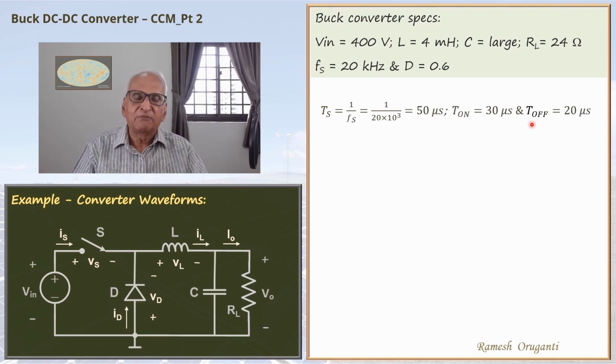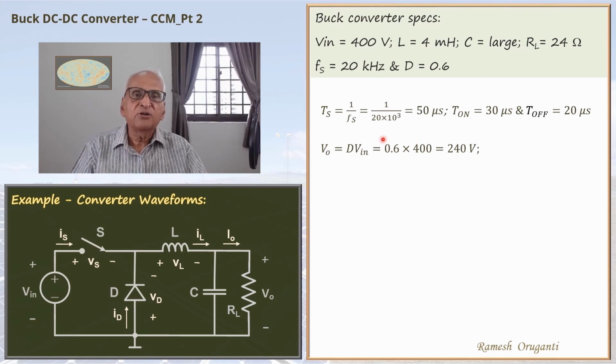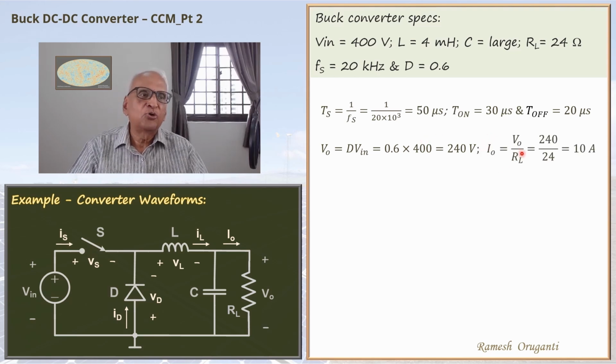Next, we can calculate the output voltage. V0 is D times Vin, which is 0.6 times 400, that is 240 volts DC, ideally. I0 is the output voltage divided by RL, that is 240 volts divided by 24, 10 amperes. Again, you should note that the output voltage under CCM, at least ideally, does not depend on the load.